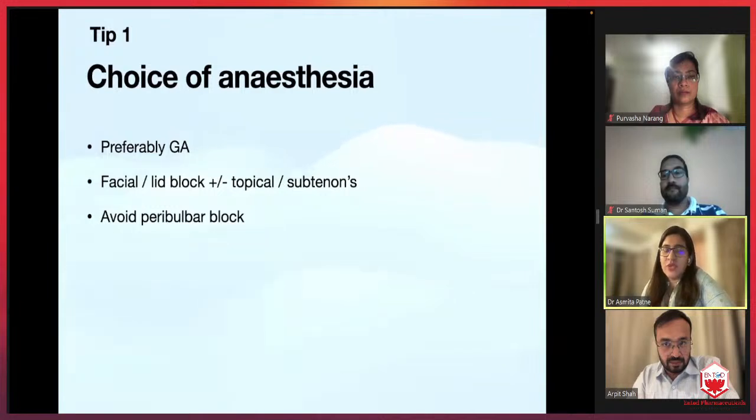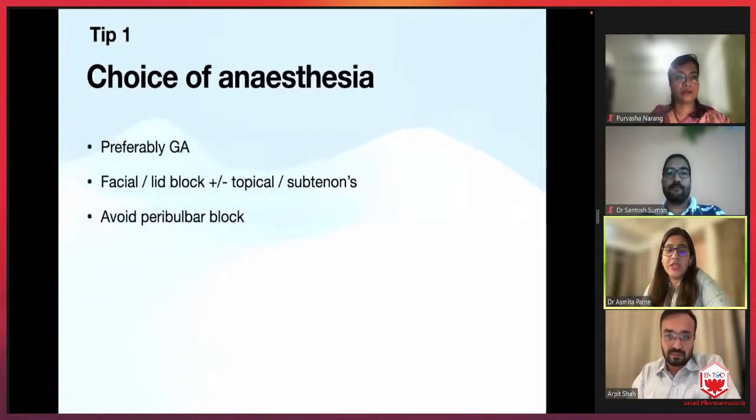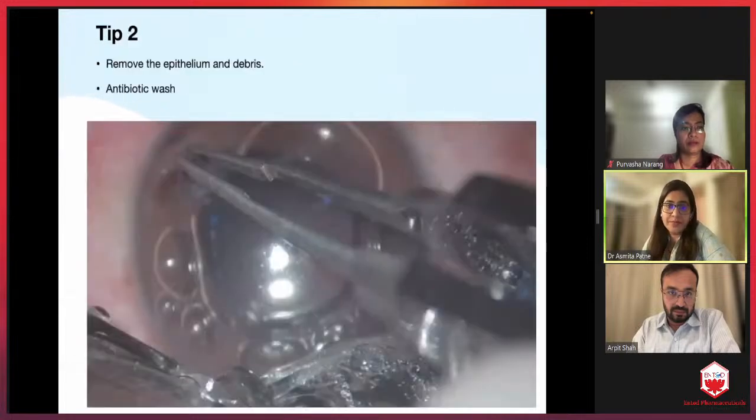So when it comes to anesthesia, I generally avoid a peribulbar block because then you can't give a massage. It might increase the positive pressure, and especially in cases where the iris prolapses, it will keep popping out. GA is preferable; it's the best choice. But if that's not available or possible, then it's a very good idea to add a facial block or a lid block. If the patient is very cooperative, a small tear can be done on topical, or subtenon anesthesia works really well. And if you haven't tried it, you should try subtenon with a facial or a lid block.